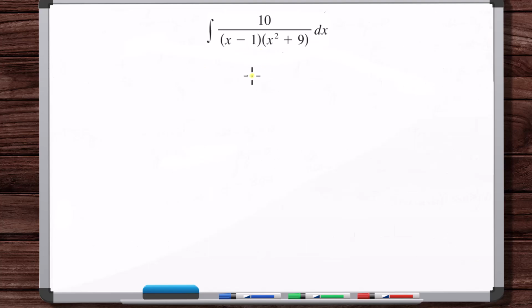Okay, so we want to do partial fraction decomposition here. We see that the degree of the numerator is less than the degree of the denominator, and so the next step would be to factor the denominator, but it looks like it's already factored. We have a linear factor and a quadratic factor. So, okay, we go one factor at a time.